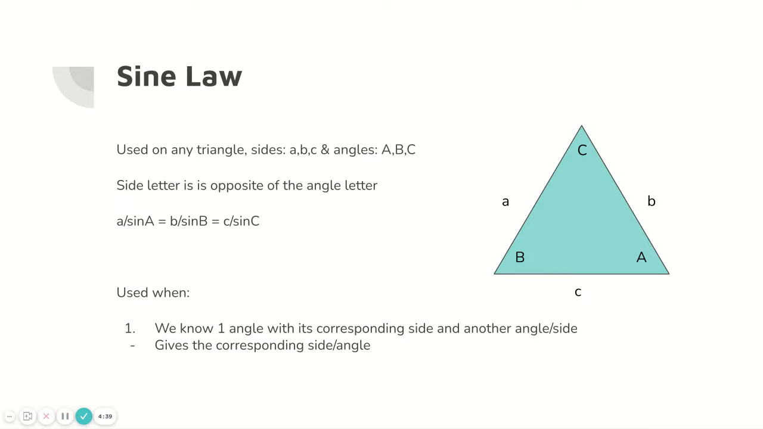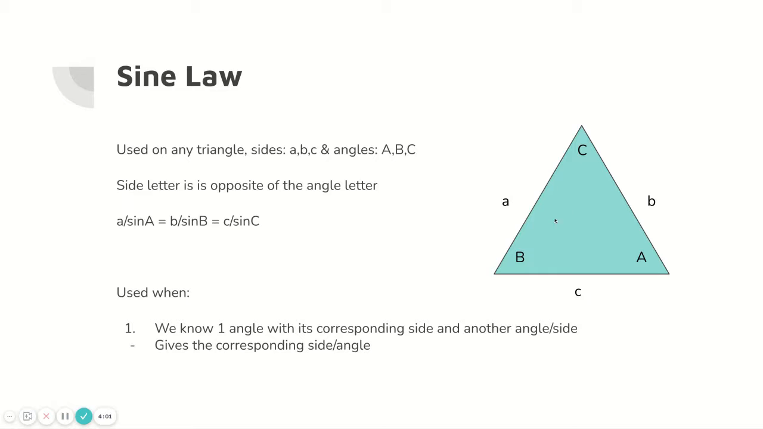For sine law, it can be used on any triangle. We're going to use sides as the lowercase letters and angles as uppercase letters, with each side letter being opposite to the angle letter. So like a is with A. The sine law equation is just a over sine A equals b over sine B equals c over sine C. And we use it if we know one angle, let's say A, and we also know its corresponding side, which is a lowercase a.